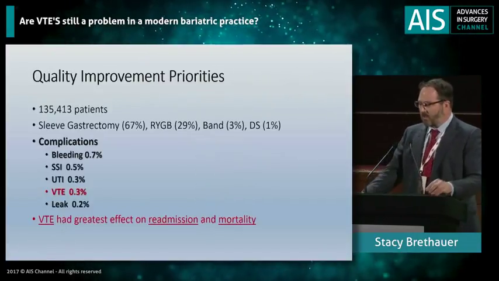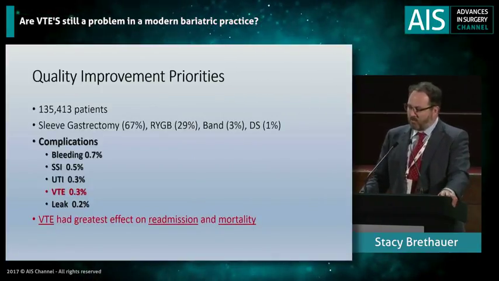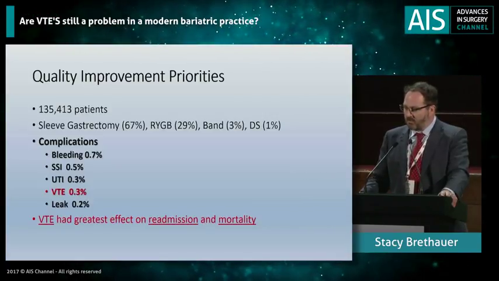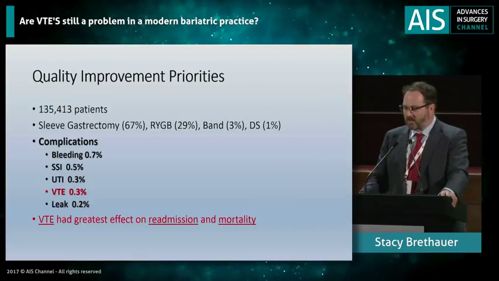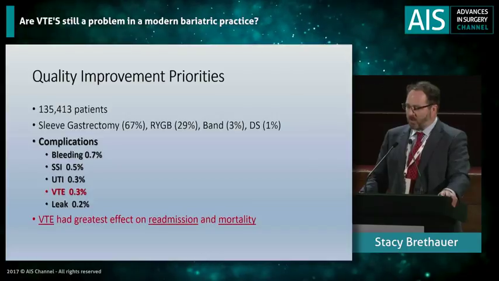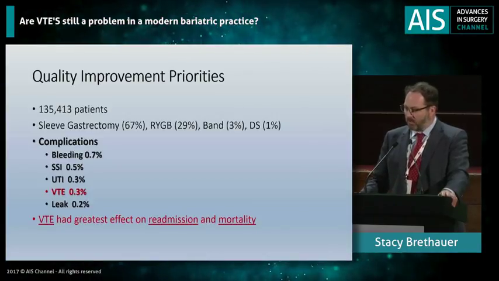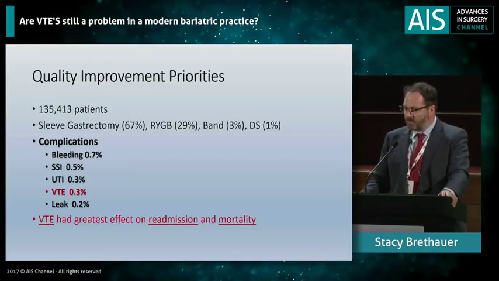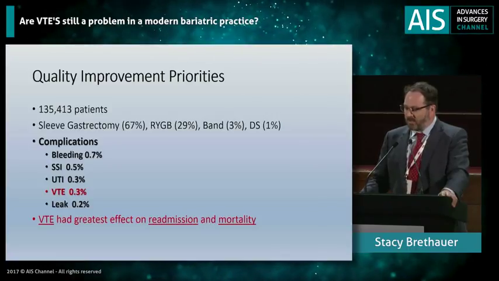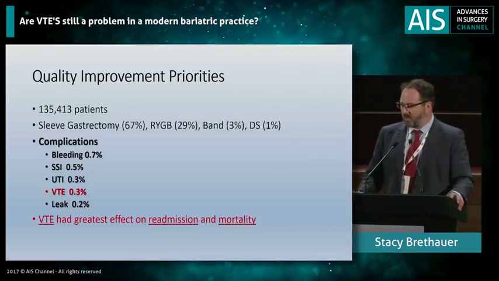So the data set was 135,000 patients. You can see the procedure distribution there is pretty typical of what we're seeing in the United States right now, which is 67% sleeve gastrectomy, about a third gastric bypass, a few bands and DSs. And you can see the complication rates there are all generally pretty low. Bleeding, they're all less than 1%, 0.7; surgical site infections, 0.5; UTIs 0.3; and the VTE rate in this particular year was 0.3%.